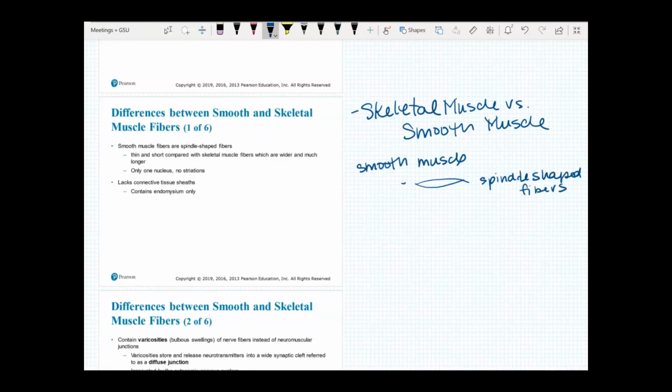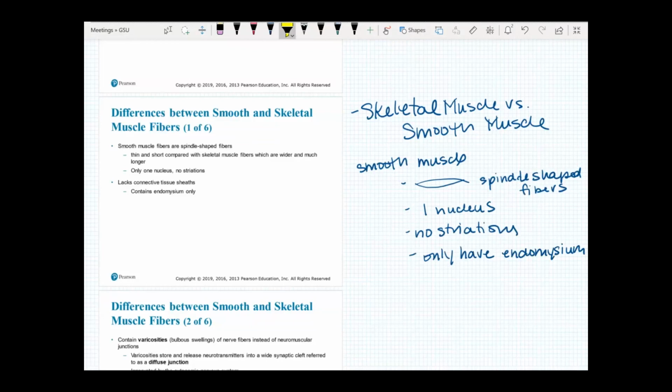They're going to be thin and short, whereas a muscle fiber would be long and wide. And there's only going to be one nucleus. So they are not multi-nucleated, and there are no striations. And then another feature is that it will only have endomysium. Both pronunciations work. It does not have epimysium, and it does not have perimysium.